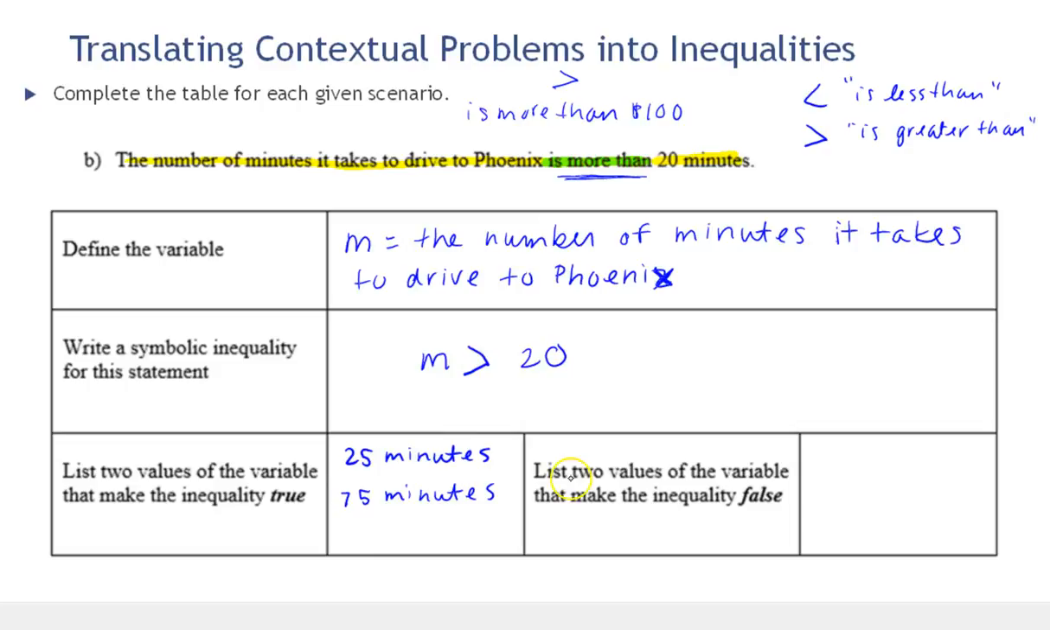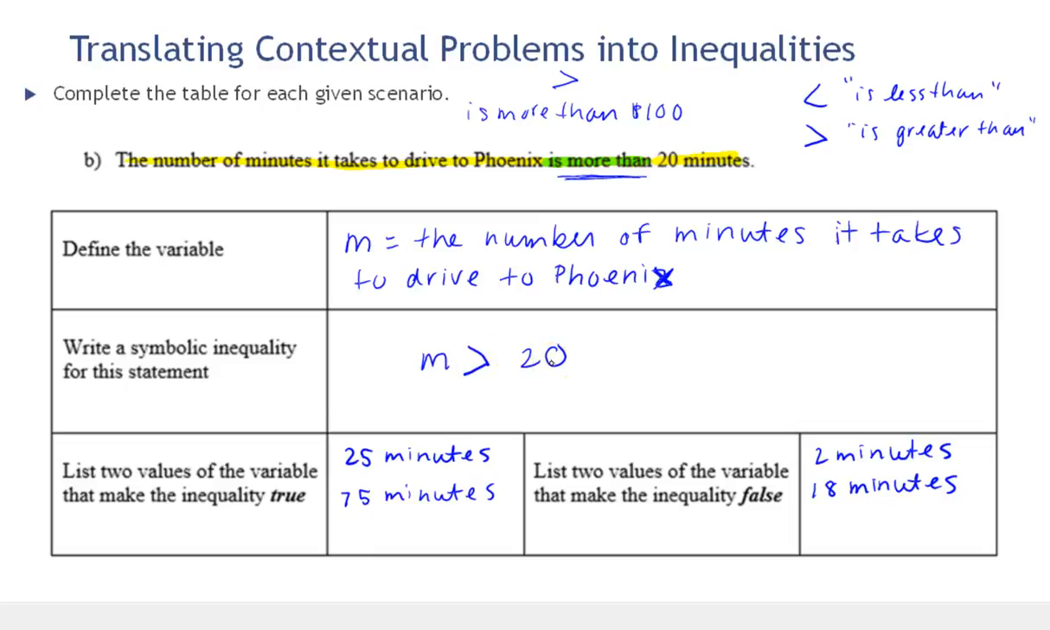List two values of the variable that make the inequality false. Well, if it takes you 2 minutes, that must be false, because 2 minutes is not greater than 20 minutes. And even 18 minutes would not make this inequality true, because 18 minutes is not greater than 20 minutes.